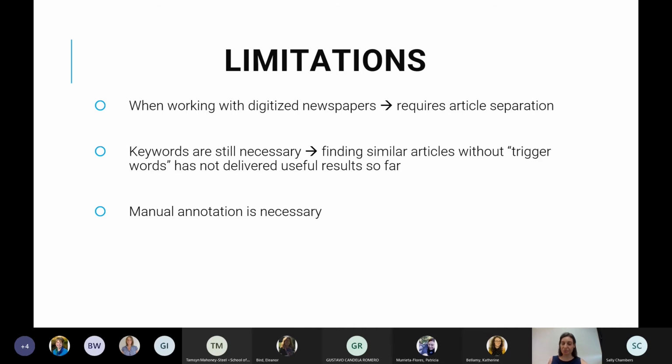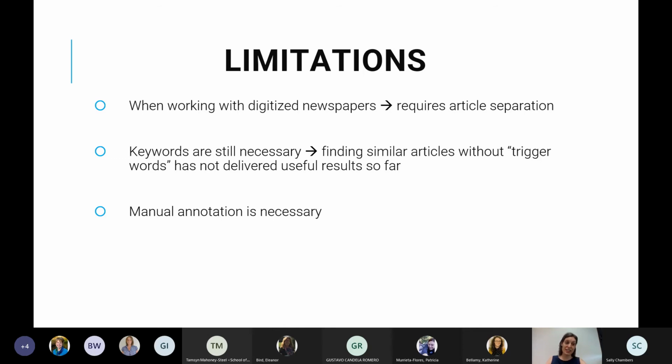And of course, keywords are still necessary. So even though these digital methods, especially the natural language processing methods I was presenting, use the context of the whole articles, I still need keywords. Even to create the training corpora, I need keywords. So it's still a problem to find good keywords. Finding similar articles without these trigger words is something we have tried within the NewsEye project, but it did not really work out so far.